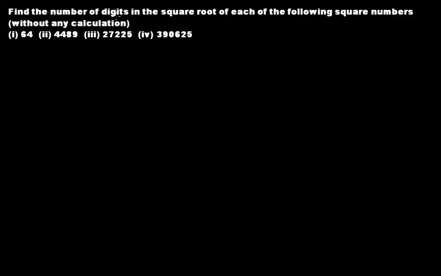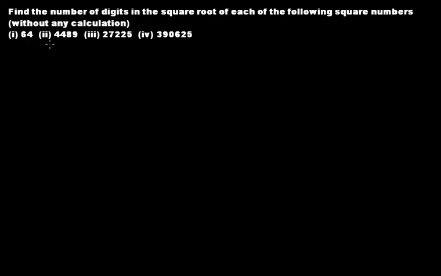Find the number of digits in the square root of each of the following square numbers without any calculation. We have some numbers here. This is a 2-digit number, this is a 4-digit number, this is a 5-digit number, and here you have a 6-digit number. You don't have to do any calculation, and without calculation you have to tell the number of digits in the square root of each of these square numbers.